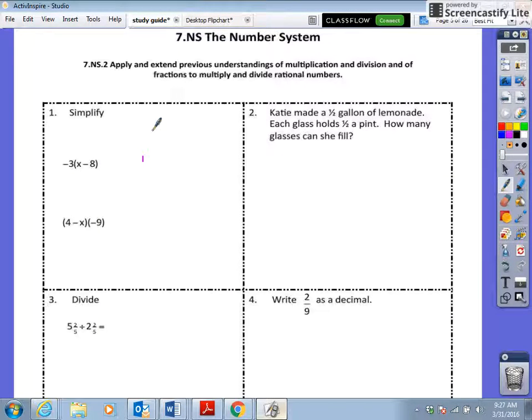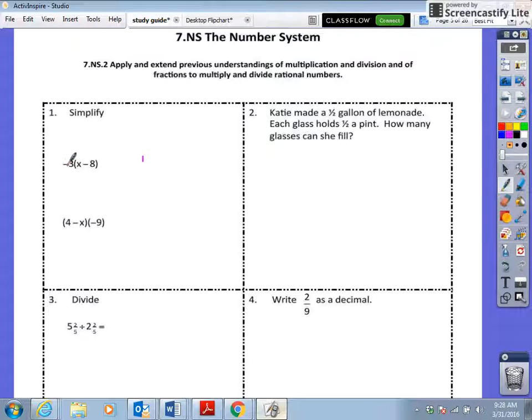Now we're moving on, still the number system. Number one, simplify. Just remember that simplify, you are not going to figure out what x equals. You are just going to simplify the expression. This particular problem has to do with the distributive property. We see this -3. We're going to be multiplying it by the contents of these parentheses. So there's a couple ways I've taught to do this.